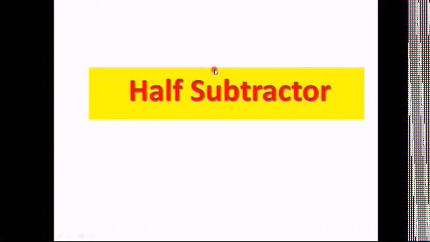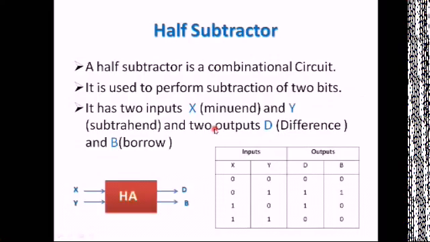So today let us start the half subtractor. Now a half subtractor is a combinational circuit. It is used to perform subtraction of 2 bits. It has 2 inputs, X is minuend and Y is subtrahend. And there are 2 outputs, difference that is denoted by capital D and borrow that is denoted by capital B.